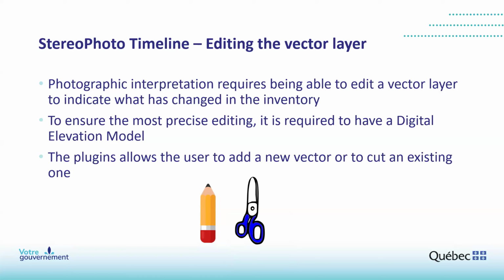To ensure the most precise editing, the plugin also requires a digital elevation model, so it can make more precise calculations. Currently the plugin has two ways of editing a vector layer. You can add a new vector layer, so you can draw a new area, or you can also cut an existing polygon to make two separate parts.